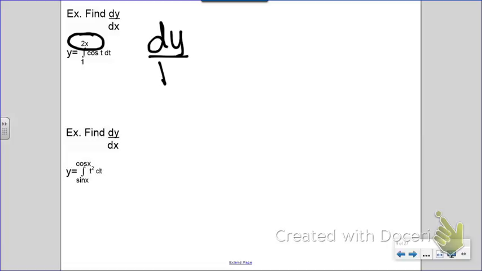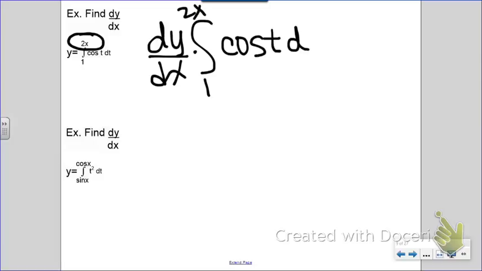Derivative of the integral from 1 to 2x of cosine of t dt equals, replace the t with an x. You actually aren't taking a derivative of what's in there or an antiderivative, because they're like inverse operations. Kind of like the idea the derivative and integral cancel each other out, but not quite that way.